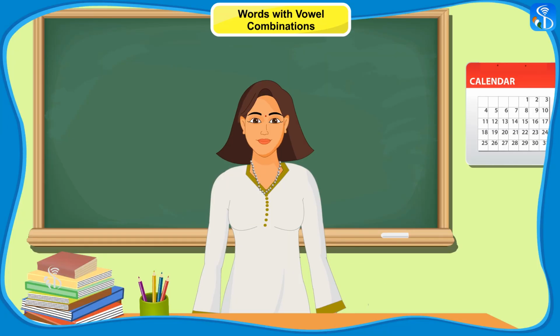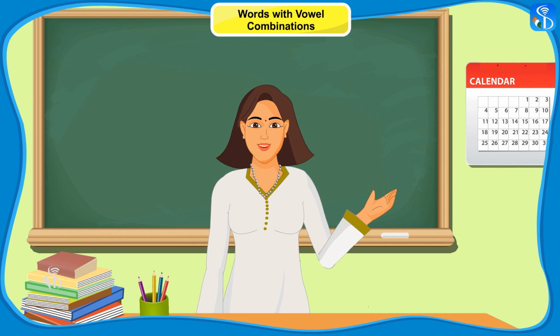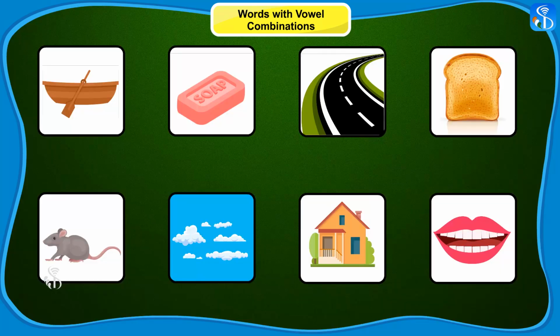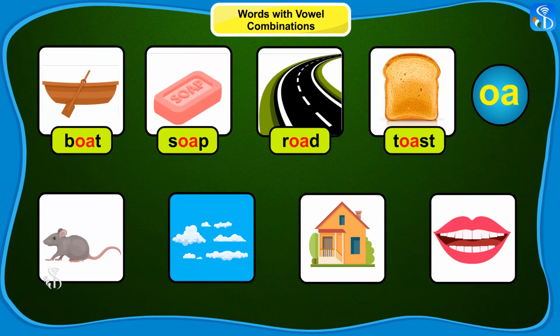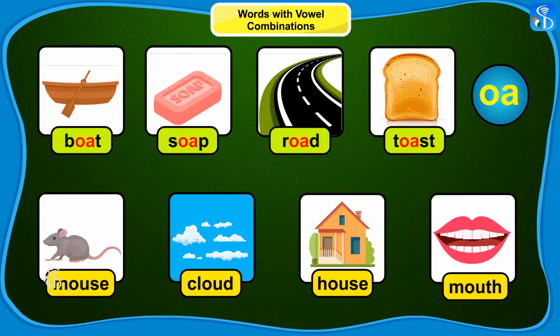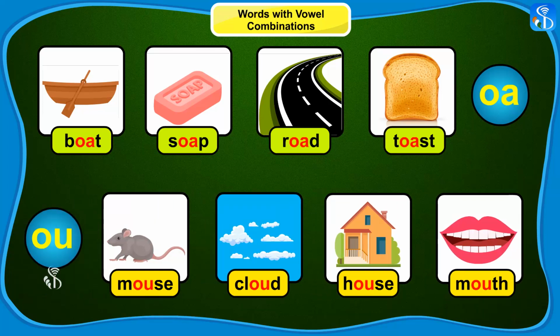Well done. Now look at the following pictures and identify the vowel combinations. Teacher, these are pictures of boat, soap, road, toast. Teacher, the vowel combination OA has been used to spell the names of the pictures in this row. The pictures in the following row are those of mouse, cloud, house, mouth. The vowel combination OU has been used to spell the names of the pictures in the second row.